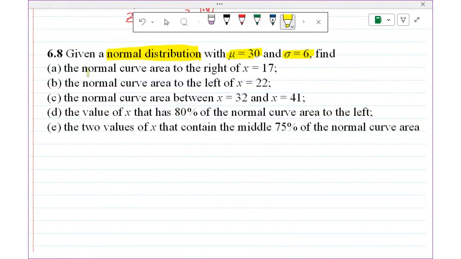And what do we have to find? We have to find the normal curve area that is on the right side of x equal to 17.